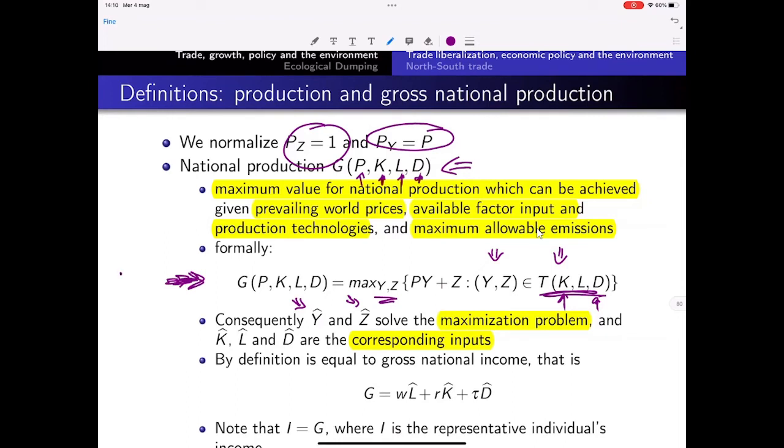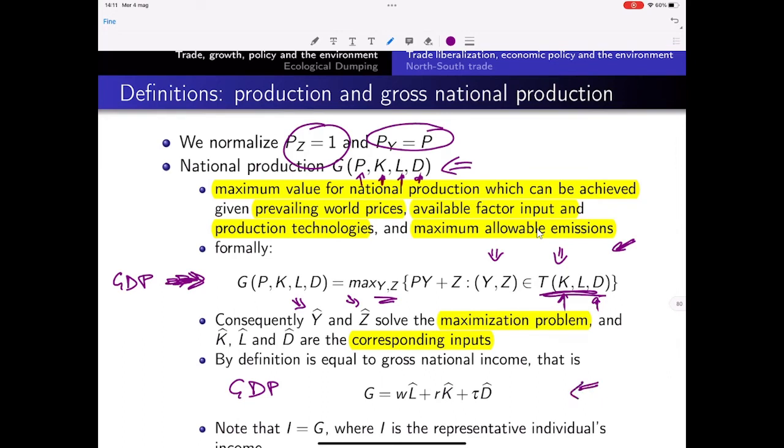Now, if you remember from macroeconomics, and I don't know how many of you have taken macroeconomics, I hope many, there are several definitions of GDP. So this is one: the value of final output produced. This is the first definition.